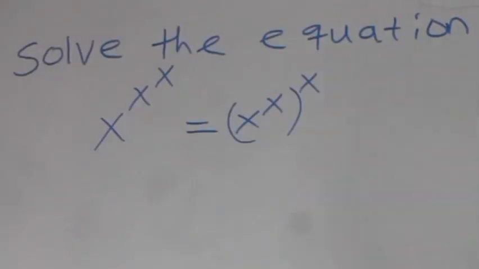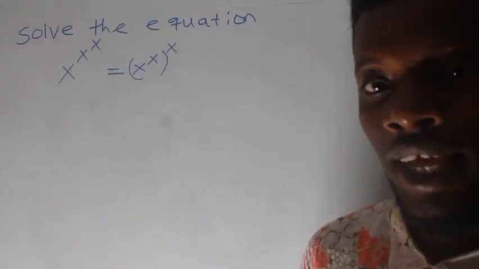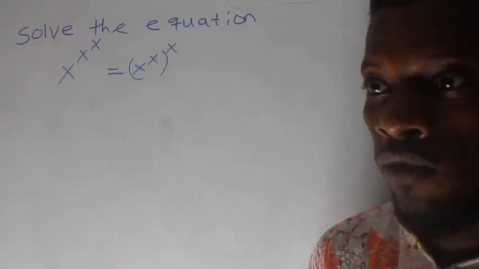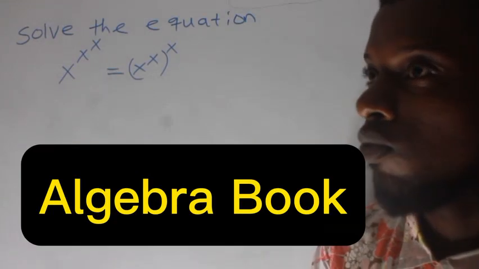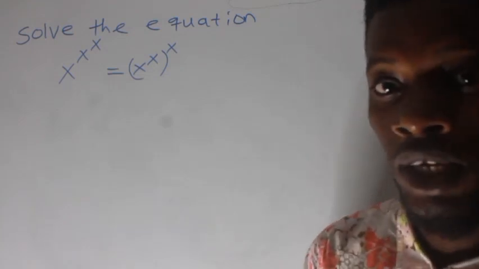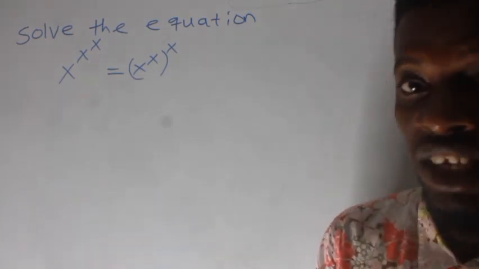Solve the equation x raised to the power of x raised to the power of x equals x raised to the power of x raised to the power of x. Now, I encountered this problem when I was in 12th grade, basically from a high school algebra book. So I want to give this problem a shot again after solving it since 7 years ago.